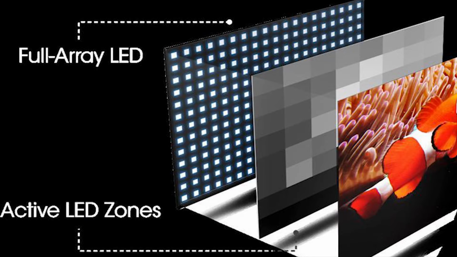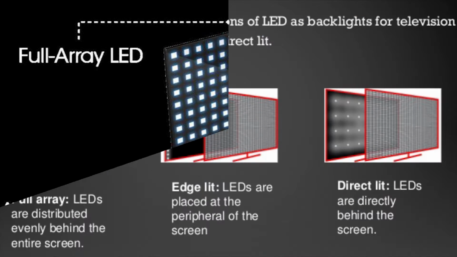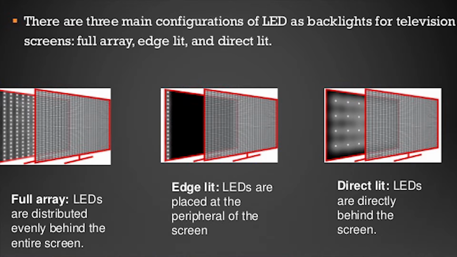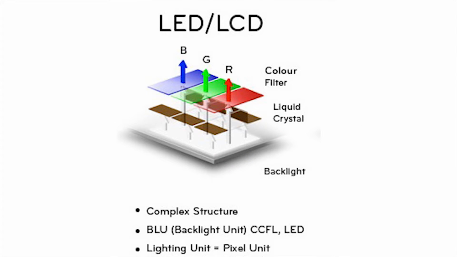Putting into consideration that LED TVs are really just LCD TVs that use LED for their backlight. This backlight creates the light that allows the LCD to create an image. However, there are multiple ways these LED backlights can be arranged, and that arrangement can have a dramatic effect on the picture quality.